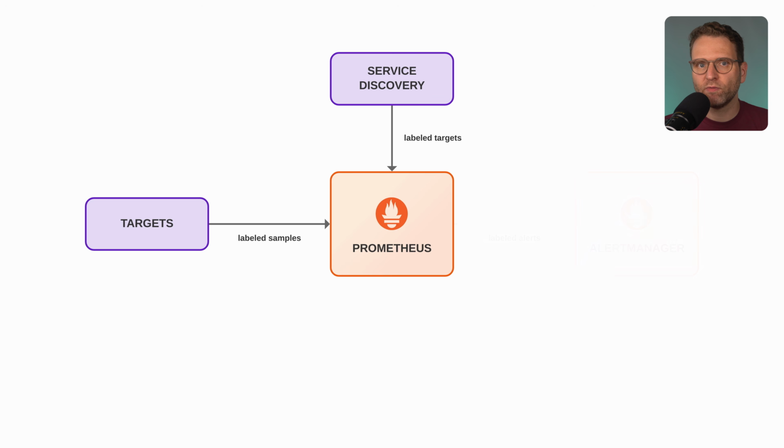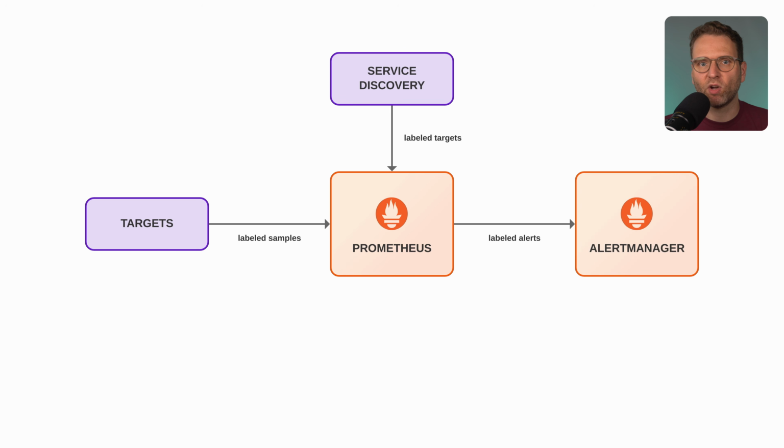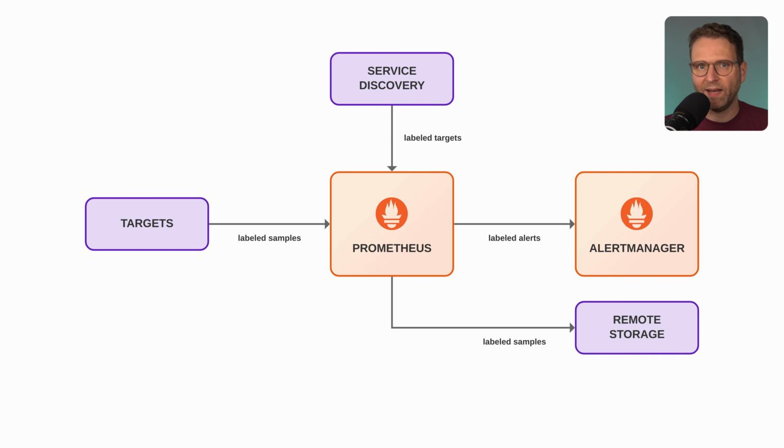Secondly, when Prometheus scrapes metrics from a target, the resulting time series samples will also have labels attached to them. And the same is true for any alerts that are generated from the collected data that are then sent to the alert manager. And finally, you can also configure Prometheus to forward collected samples to a remote endpoint, like a long-term storage system. And those samples will again have labels on them.